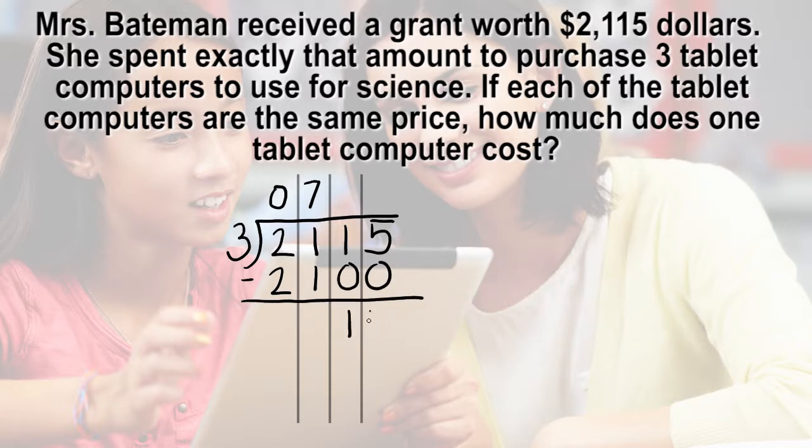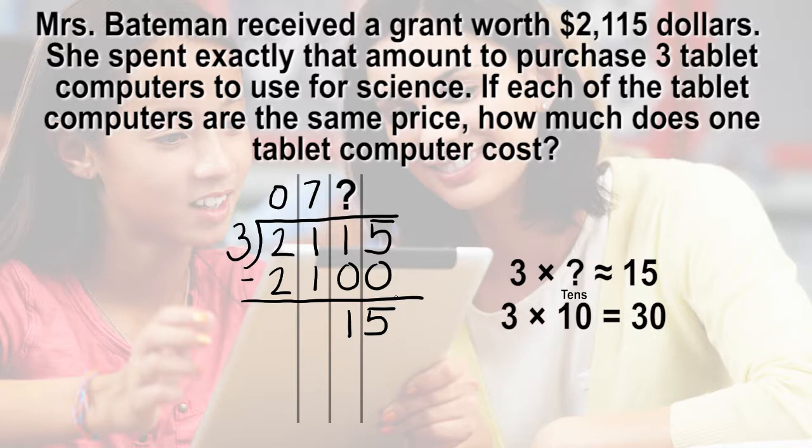There are 15 left to divide into 3 groups. 3 times how many tens is close to 15? 3 times 10 equals 30, which is more than the dividend. Record a 0 in the tens place in the quotient. There are 15 left to divide into the 3 groups.